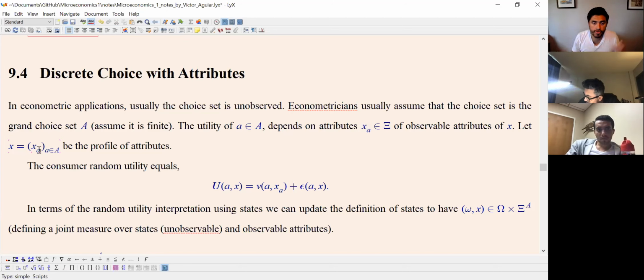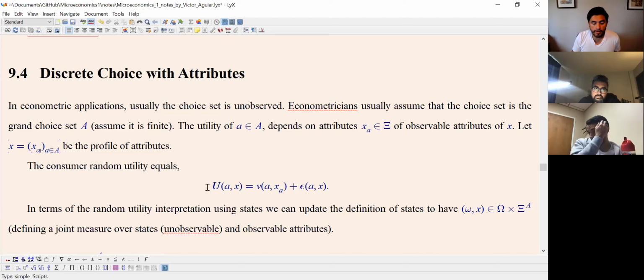So the attributes for the car are color, mileage, consumption of gasoline, quality, and number of doors. Does it have AC and so on? Okay, got it? That's all the data that you observe.